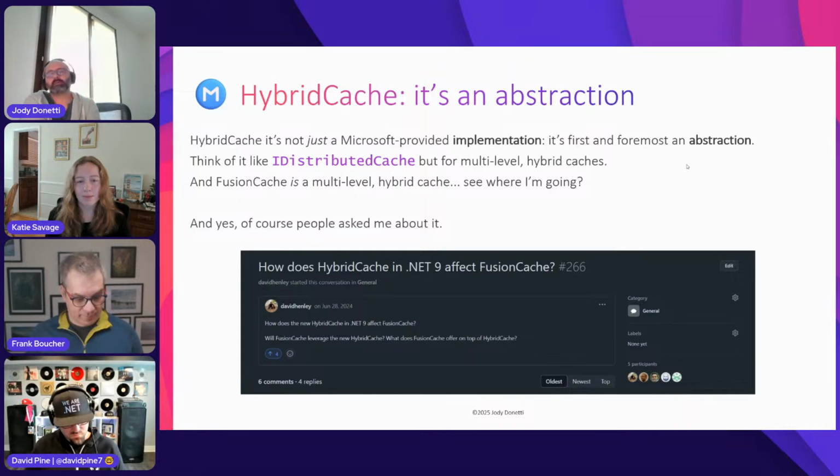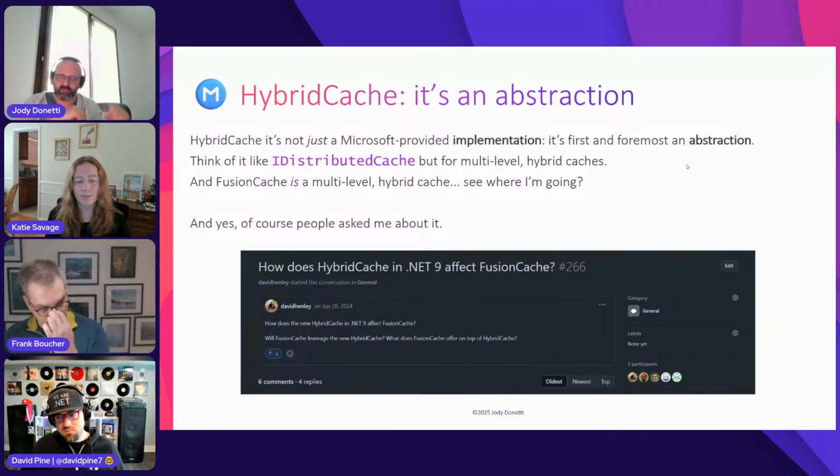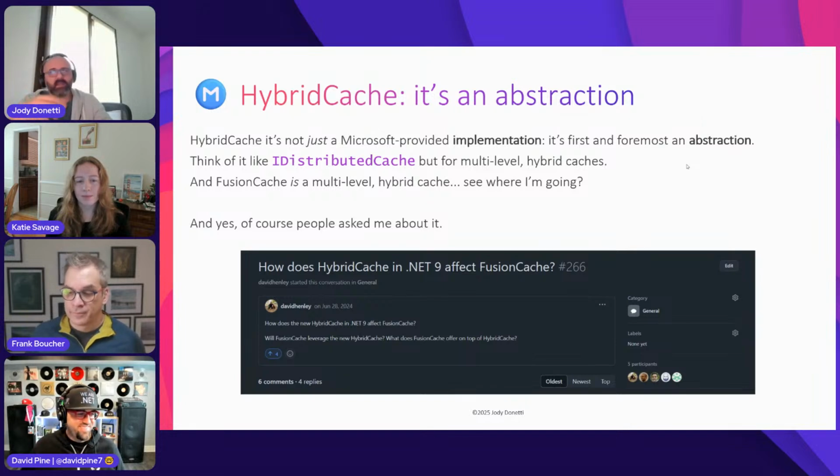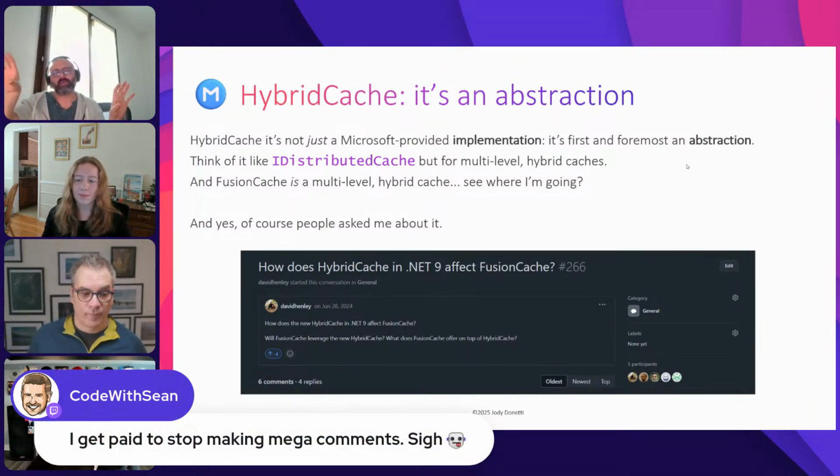But that's also what happened, because HybridCache is not just an implementation, meaning it's not just, if you will, a FusionCache by Microsoft. It's also an abstraction, and you can think of it as a distributed cache for multi-level cache.